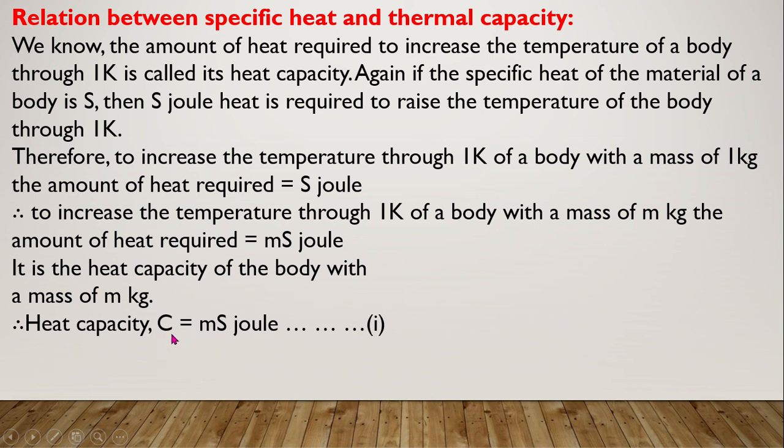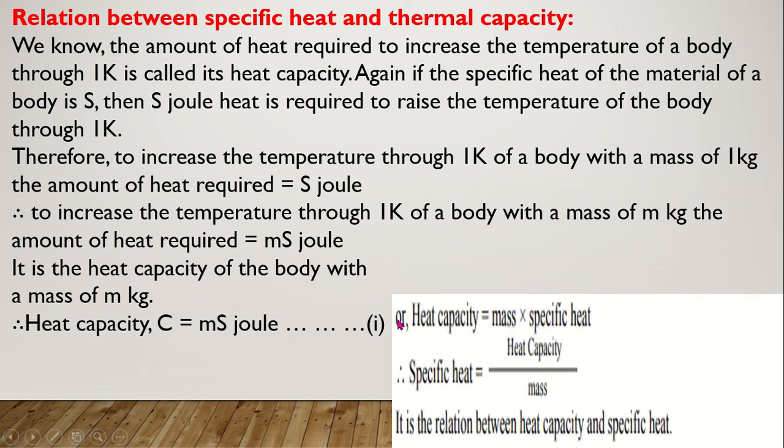That means C equal to mass into specific heat, or specific heat equal to C by m. That means heat capacity by mass. So if you have specific heat, then you will multiply the mass with it to get heat capacity while doing the mathematical problems. Again, heat capacity equal to mass into specific heat. So specific heat equal to heat capacity by mass. So it is the relation between heat capacity and specific heat.